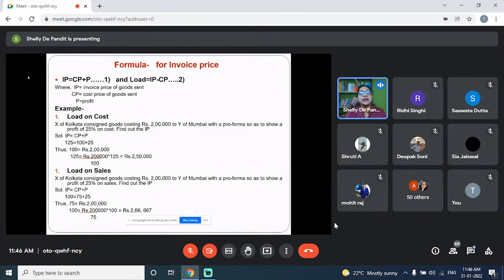You have to concentrate on that. And the second thing that we are going to concentrate on is that profit is 25%. In both the examples, the profit is 25%, but in the second case, it is written as on sales. So these two terminologies, you have to concentrate on: what is written before the amount, and whether it is written on sales or on cost. Now in this sum, it is written as on sales. Now the formula is the same. IP is equal to C plus P.